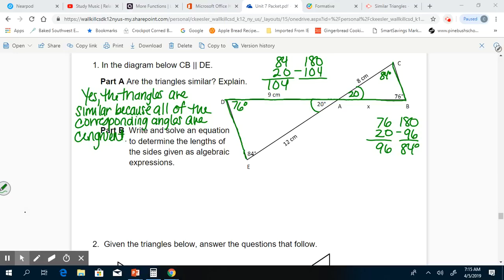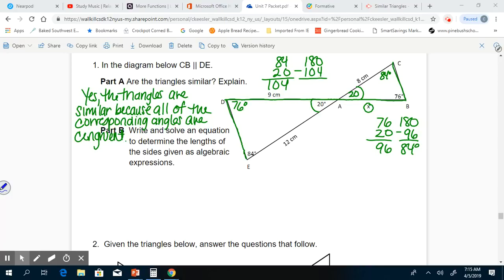Now, part B says, write and solve an equation to determine the lengths of the sides given as algebraic expressions. Well, there's only one side given as an algebraic expression, and that's this x here. The tricky part with doing this is, first of all, knowing that an equation can be a proportion. A proportion can be an equation because it has an x value in it that needs to be solved. So in this case, we have corresponding sides, just like we saw yesterday, and we need to set it up as a proportion to solve for x. The tricky part is making sure that we set up the equation correctly with the correct corresponding sides.